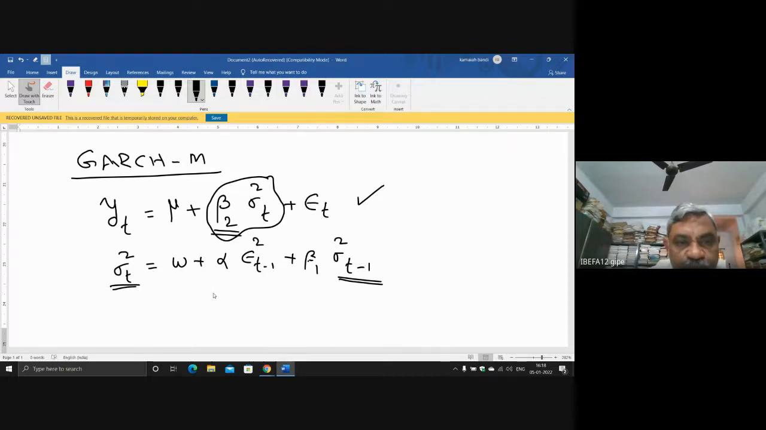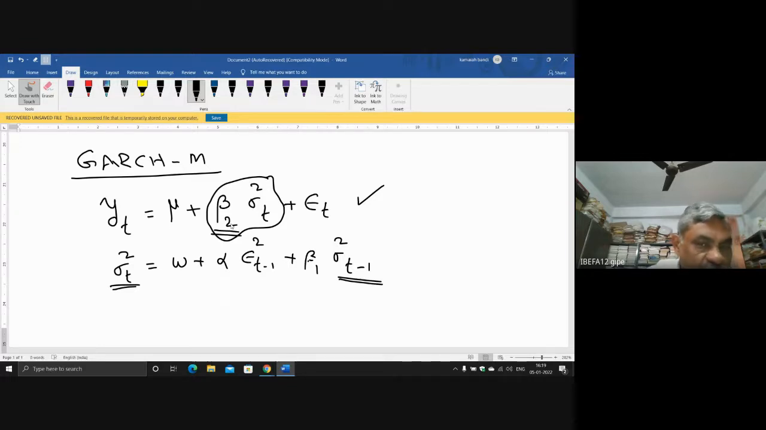There is a connection to the mean equation itself. And what is the basis for this? Higher expected return means higher risk. So that means increased volatility results in higher expected return, and that is captured here in the mean equation. If beta 2 is positive, if this coefficient is positive and significant, then increased risk leads to a rise in the mean return. That is the implication of this.